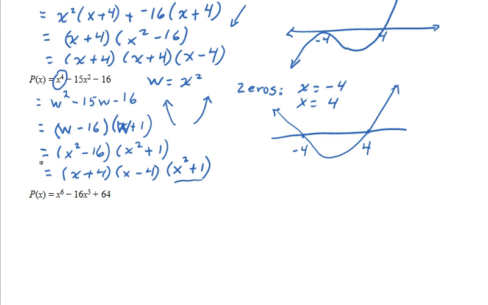In the last example, x to the sixth minus 16x cubed plus 64, let w equal x cubed. And I'm not going to have time to finish that in this slide. I will finish it in the next video.